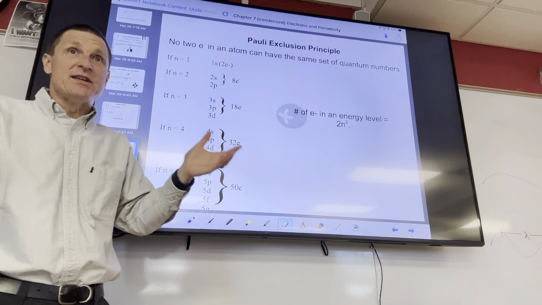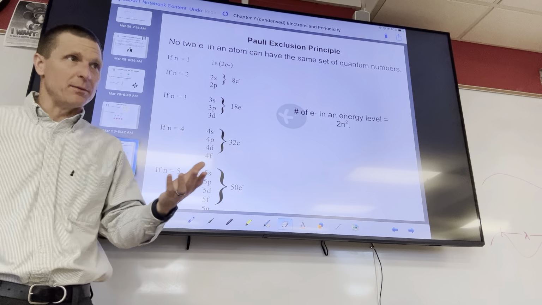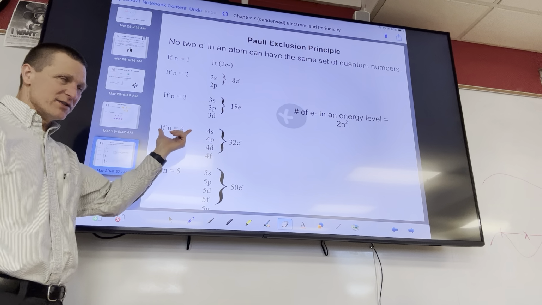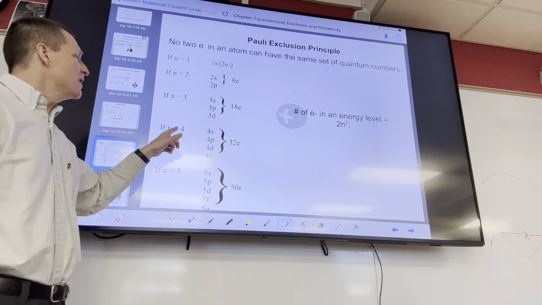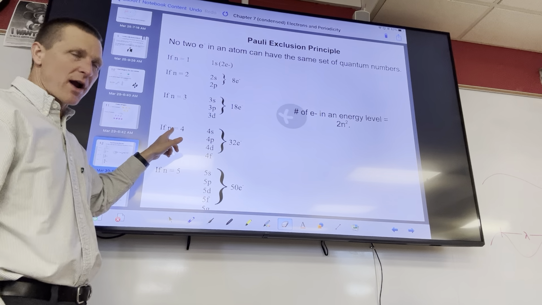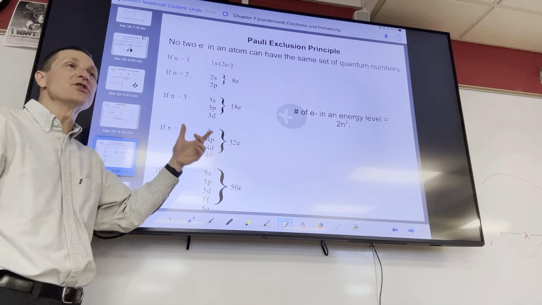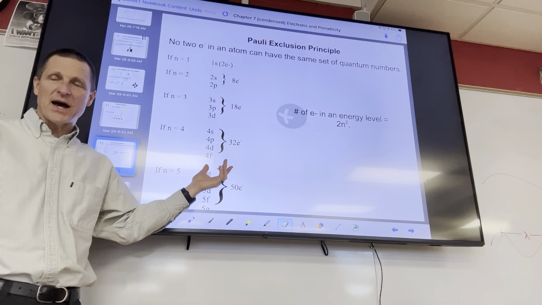This one sometimes does get asked on the AP exam, so I'm going to make sure that I say it to you. If you know what energy level you're dealing with, if you take 2 times that number squared, like in the 4th energy level, 2 times 4 squared tells you how many electrons can possibly be held in there.